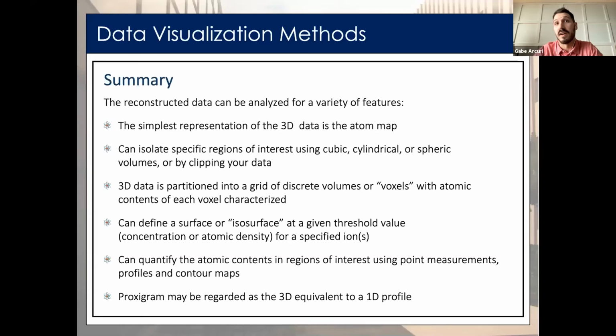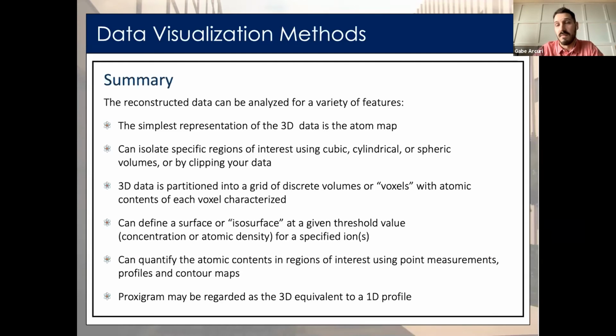We can also divide our data into a grid of discrete volumes or voxels with atomic contents of each voxel characterized. And again, the most common is using our concentration or density. So this is why you'll see this option pop up in a lot of these dialog boxes. And we can use this grid to then define our isosurface at a given threshold. So now we can start looking at defining 3D volumes in our reconstruction.